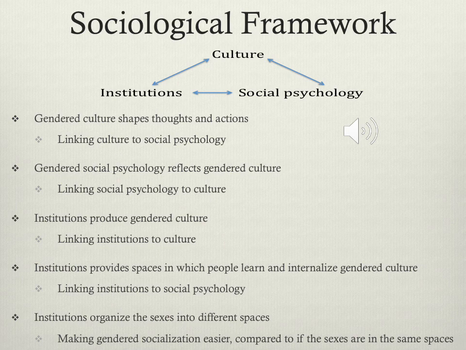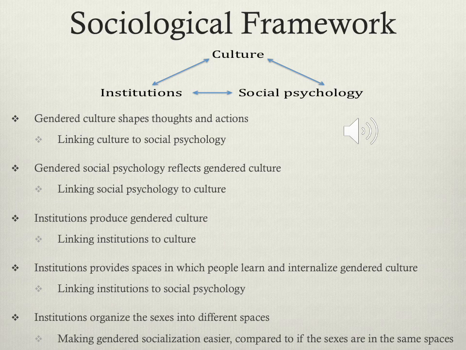So there we see how all three pieces come together. Institutions are linked to social psychology by providing us the spaces in which we interact with the culture. Institutions relate to culture by producing the cultural ways. Our social psychology reflects our culture when we learn, and when we take the lessons learned to navigate our daily lives. And the culture as a whole, when internalized, shapes our social psychology. So there's the interplay of the three different dimensions of our course framework.